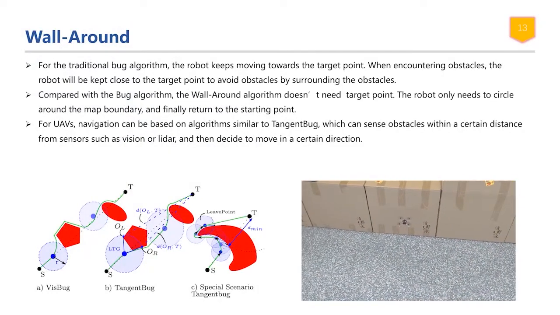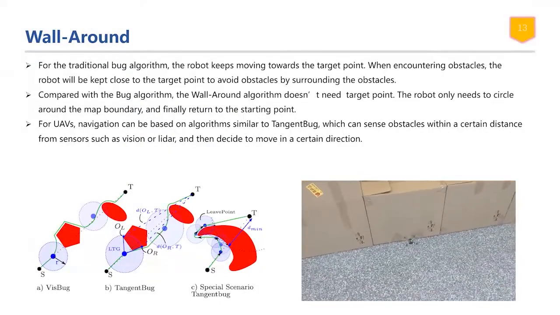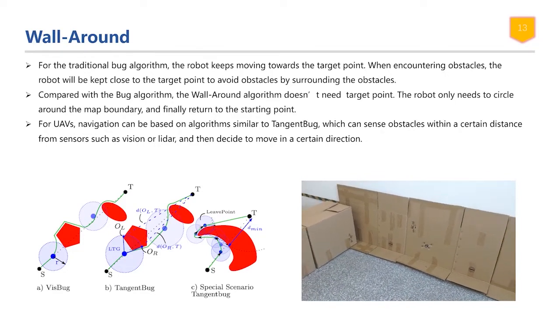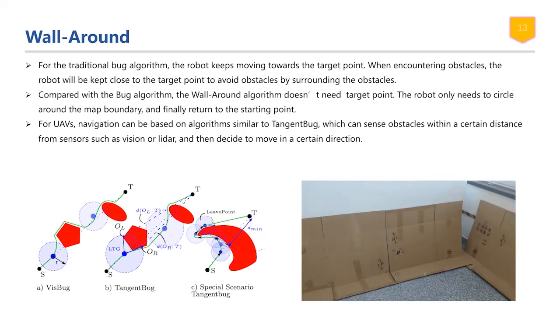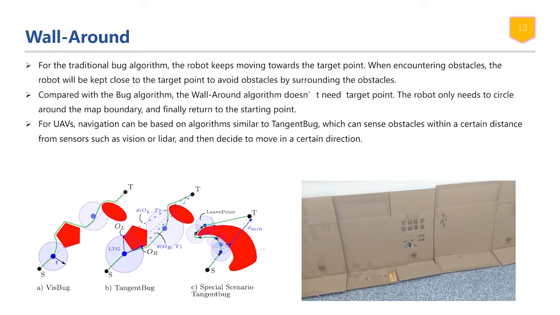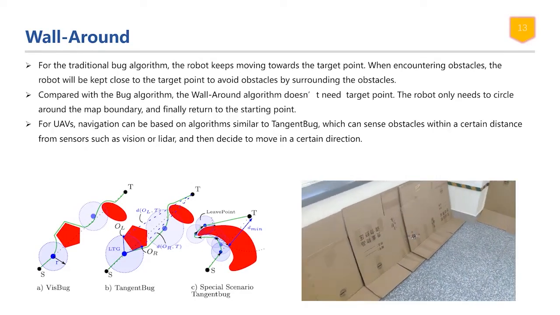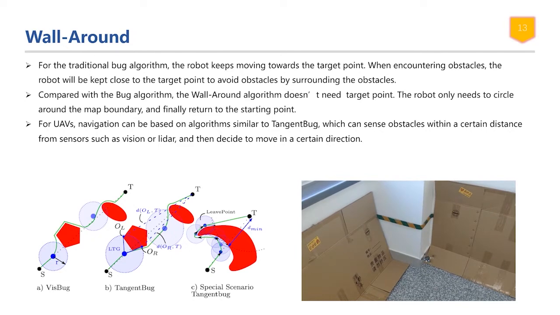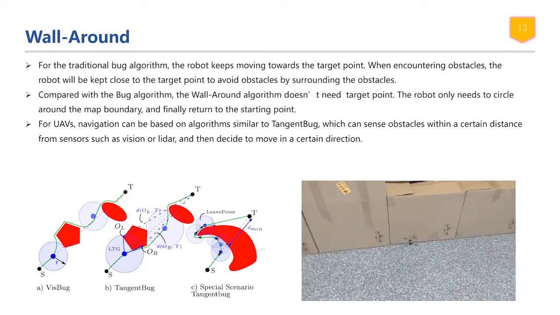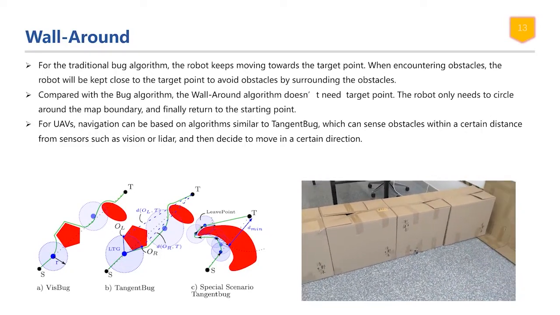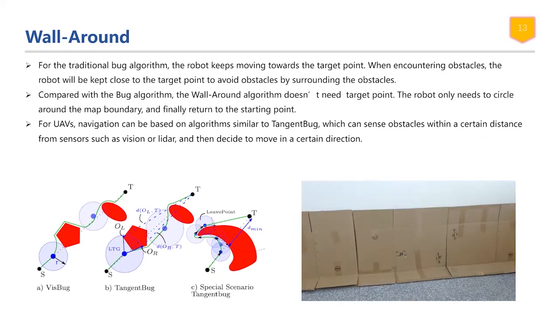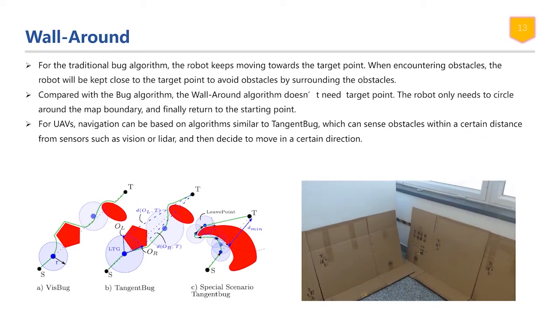First is Wall-Round. For the traditional bug algorithm, the robot keeps moving towards the target point. When encountering obstacles, the robot will keep close to the target point while avoiding obstacles by surrounding them. Compared with the bug algorithms, the Wall-Round algorithm doesn't need the target point. The robot only needs to cycle around the map boundary and finally return to the start point.